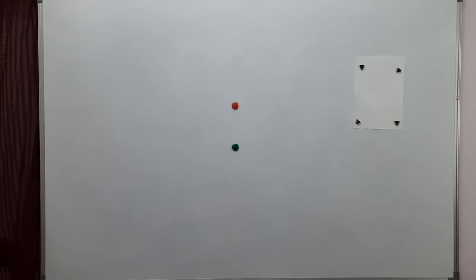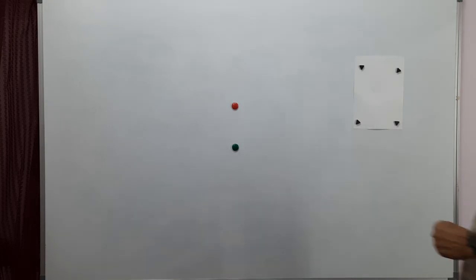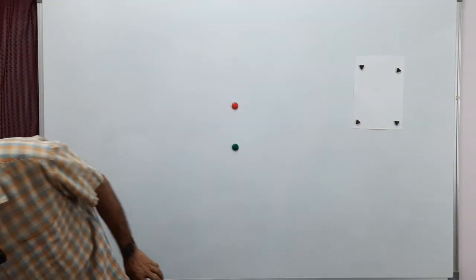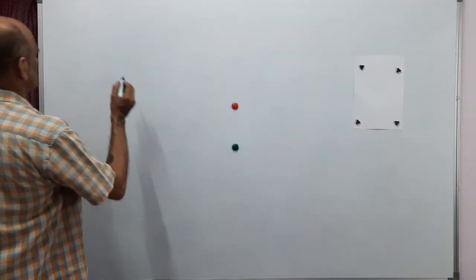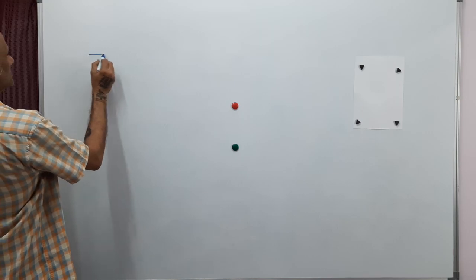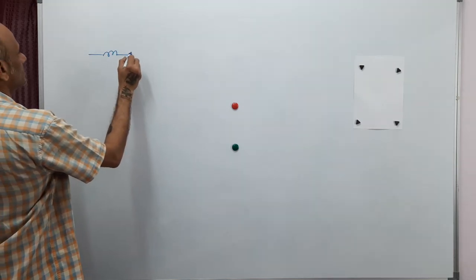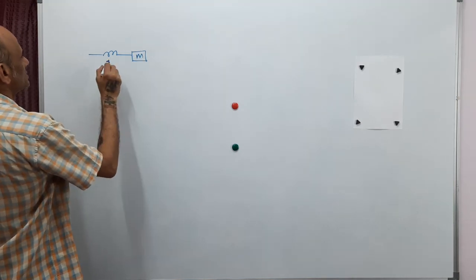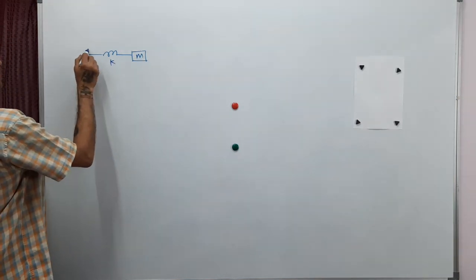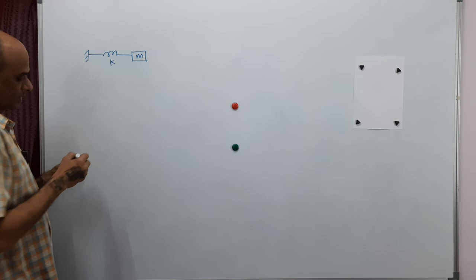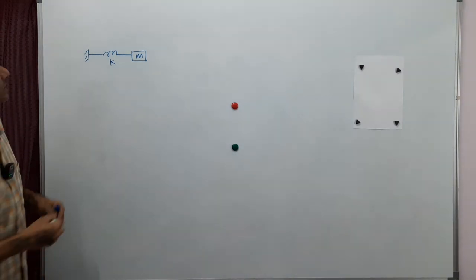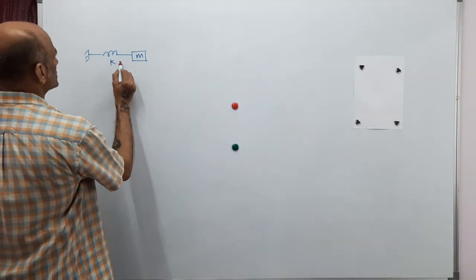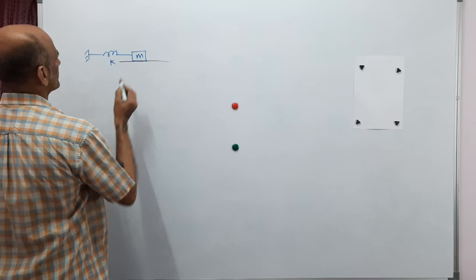In this video, I will discuss a JEE Main PYQ from the topic Simple Harmonic Motion. Consider the spring block system. Block of mass m, spring constant K, fixed at one end. And the block is lying on a horizontal, frictionless surface.